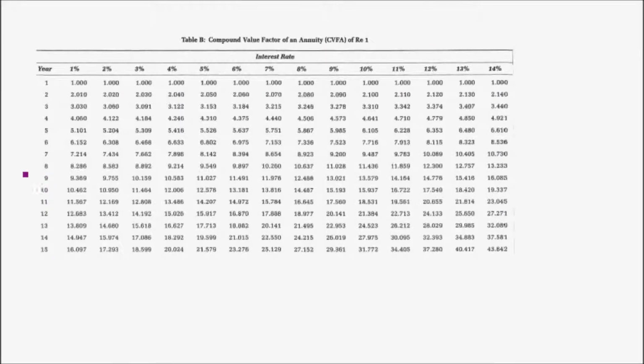So as shown on the screen, this is the table for compound value factor of an ordinary annuity. The number of periods in our case is 9. The rate of interest per annum is 8%. So the value of CVFA is the value at the intersection of this row and column, which is this value here, 12.488.